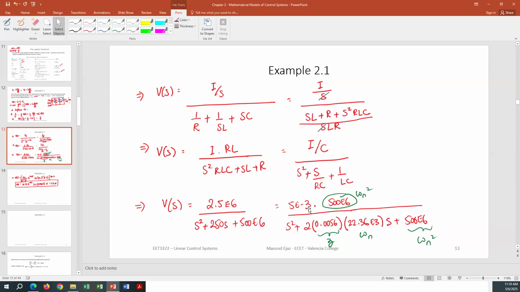So I'm trying to basically create the form to be the same as given in the table so that I can use the time domain function to write the equation. Any question about this?